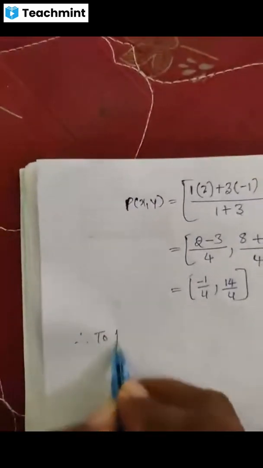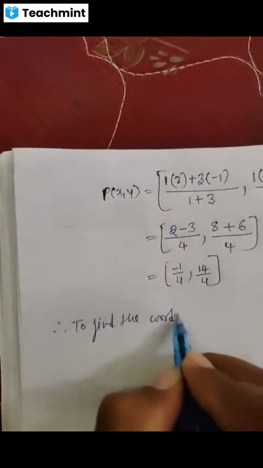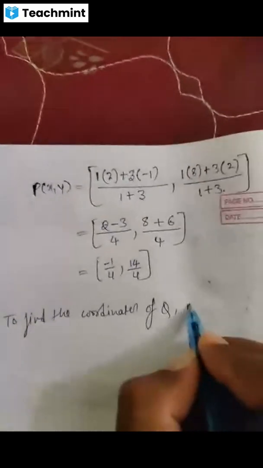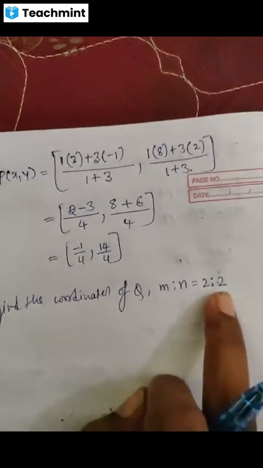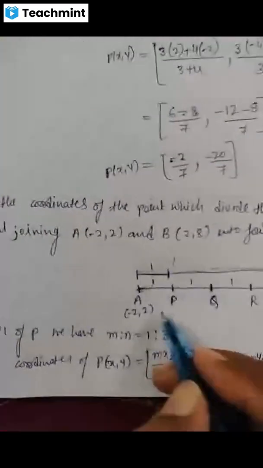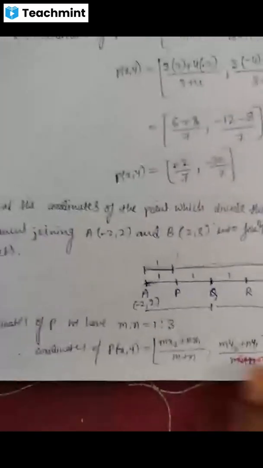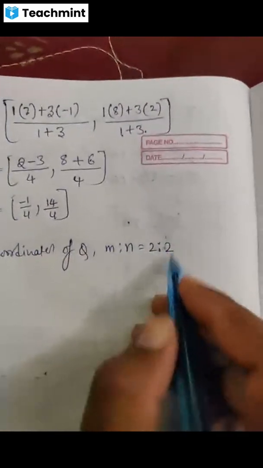Therefore, to find the coordinates of Q, m is to n is equal to 2:2. Okay, or you may consider as 1:1. See here. So here to here it is ratio 2. Here to here it is ratio 2. Okay, 2:2. Otherwise, 2 ones get cancelled.